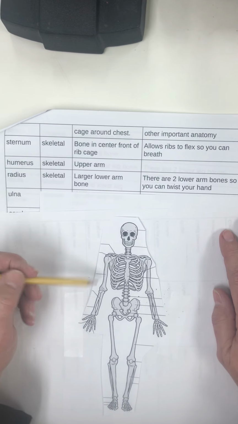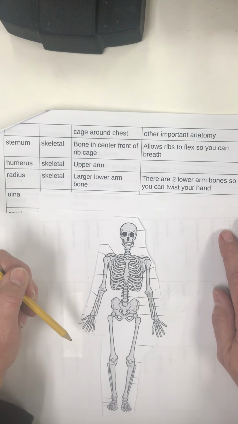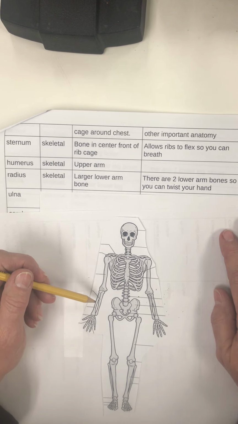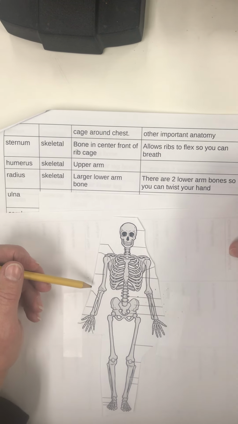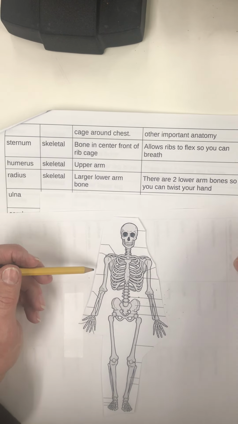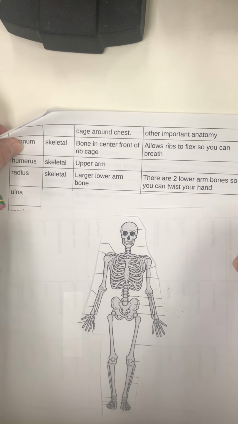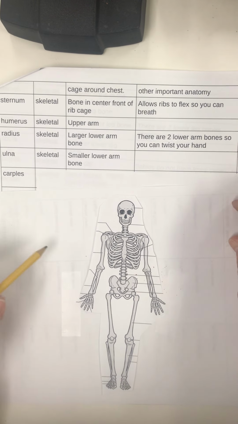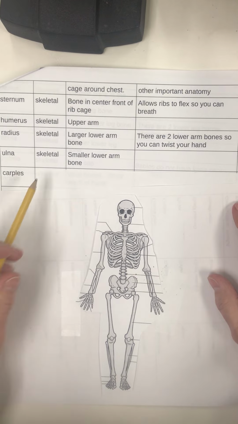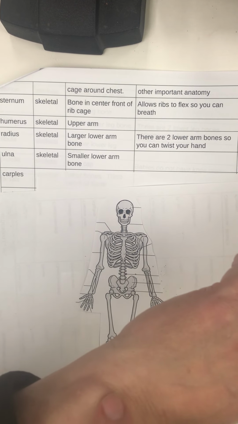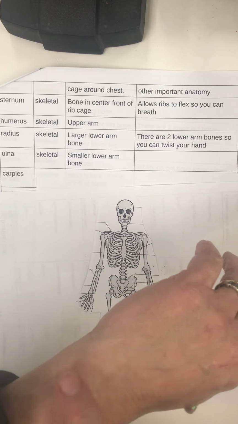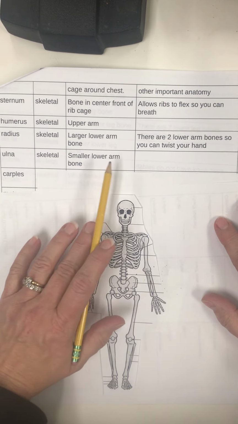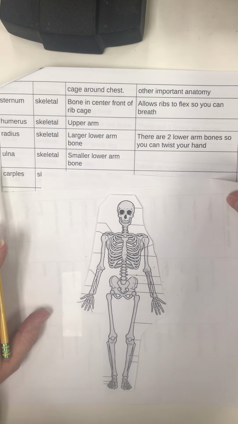And I will tell you, sometimes in pictures like this one, it's really hard to determine which one's bigger. So generally I will ask, where's the radius and ulna? Something like that, unless the diagram is clear and shows one clearly bigger than the other. The ulna is the smaller of the two. It's the one that makes this little bump right here on your wrist. It's the smaller lower arm bone.